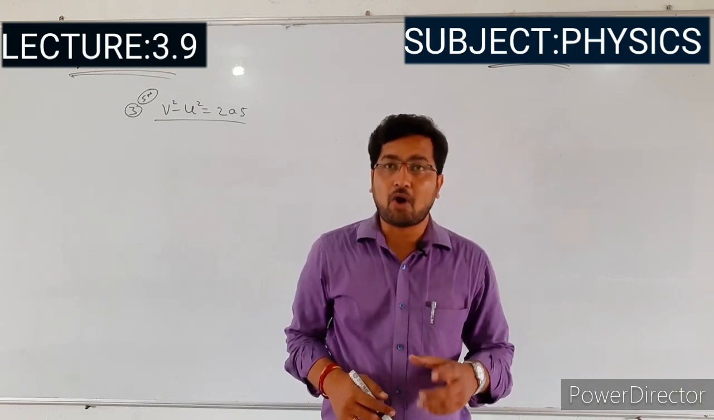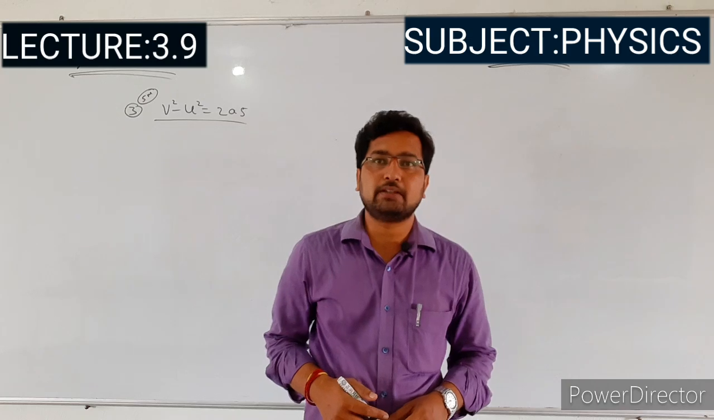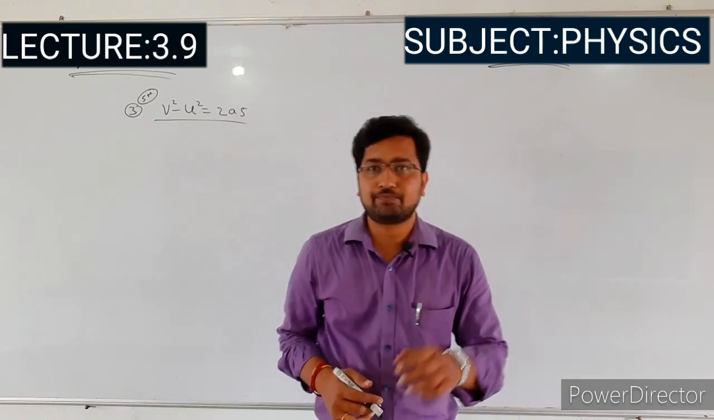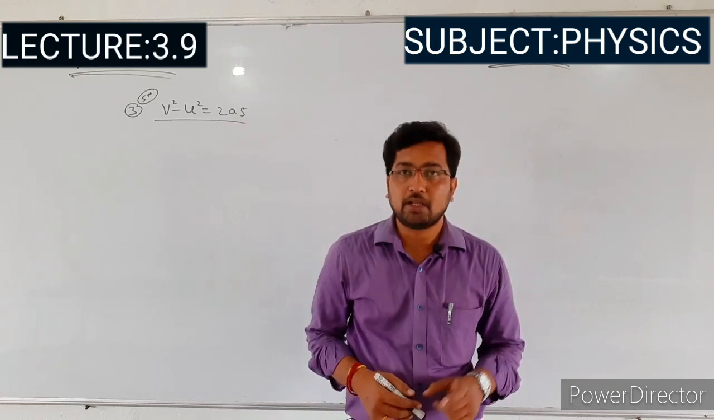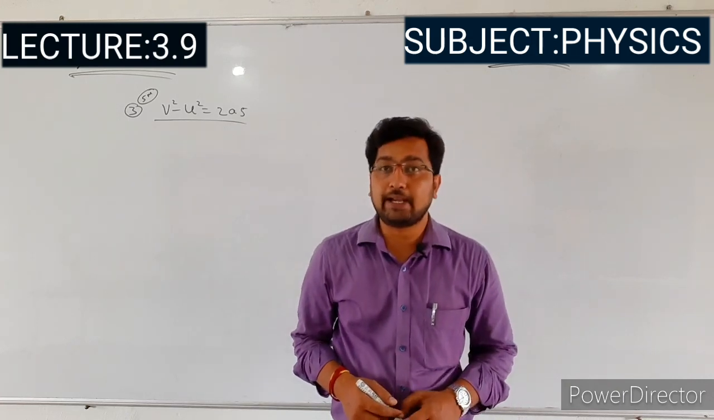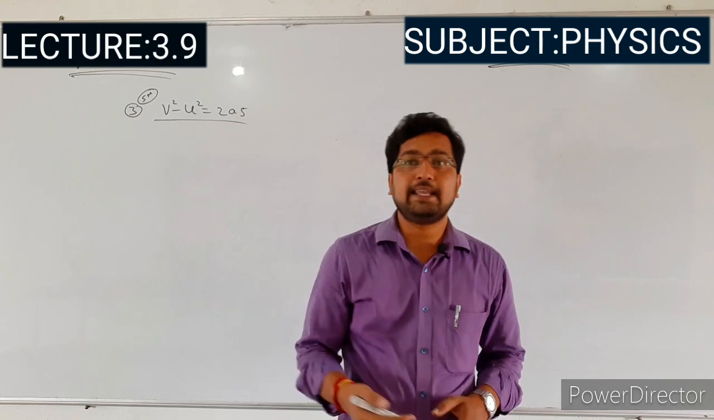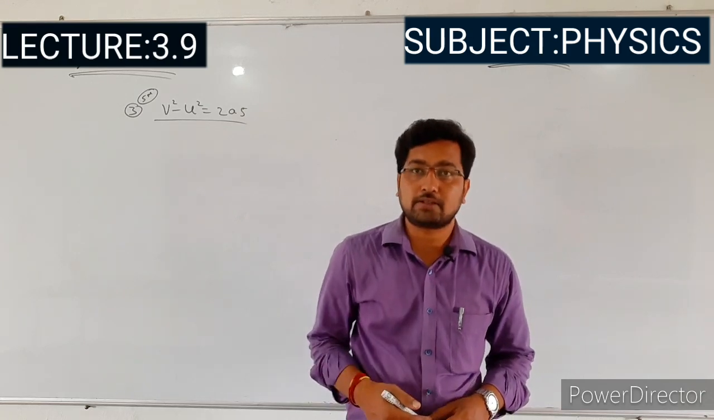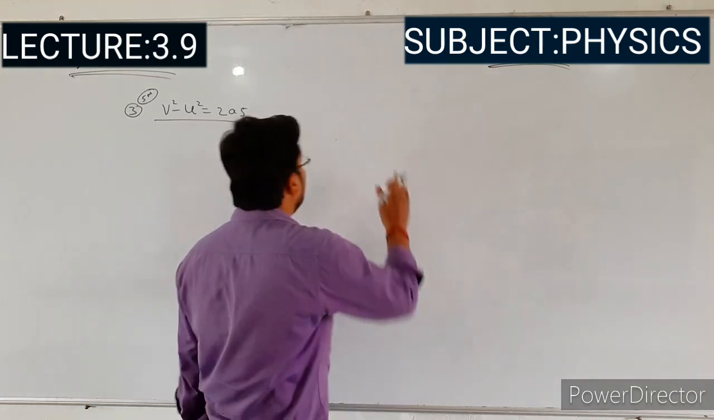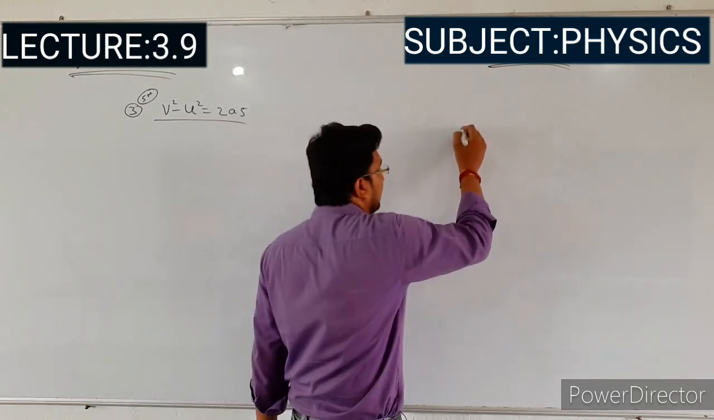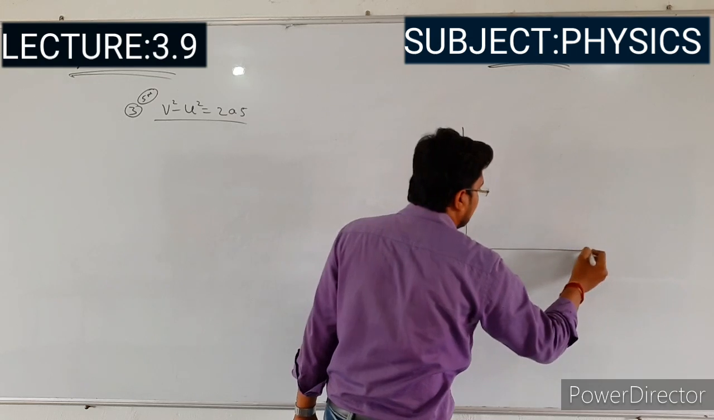Consider an object is moving with an initial velocity u and uniform acceleration a. Suppose v be the final velocity after t seconds. So this is a consideration part. So next we are going to draw a graph. So that is velocity time graph.